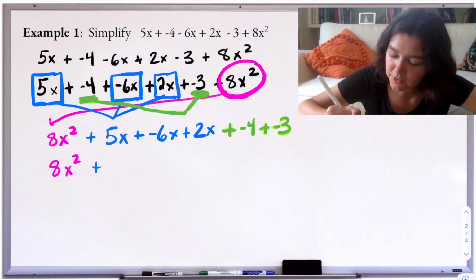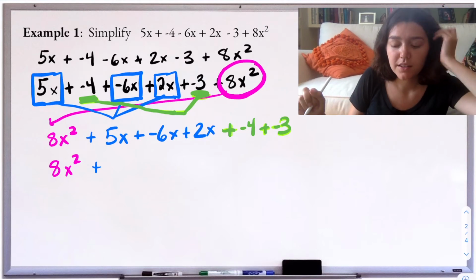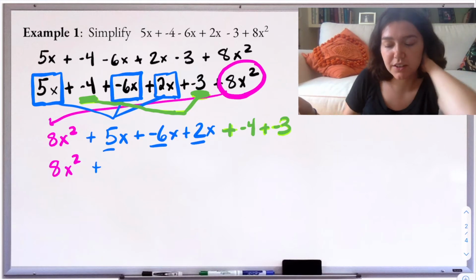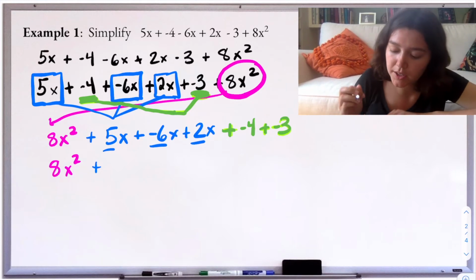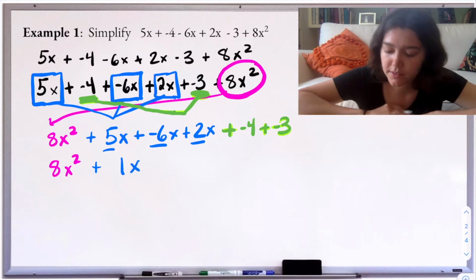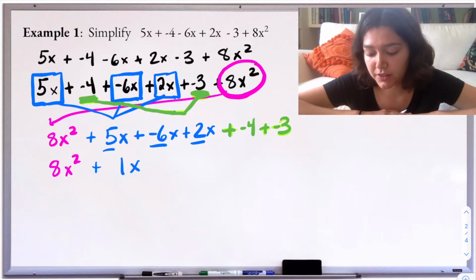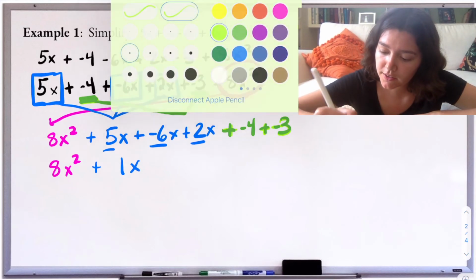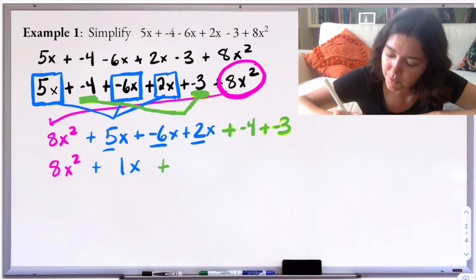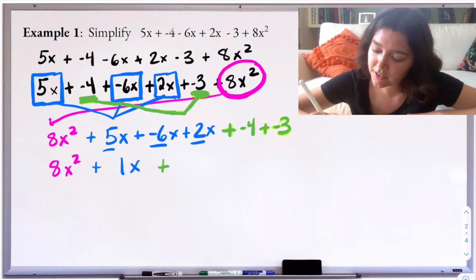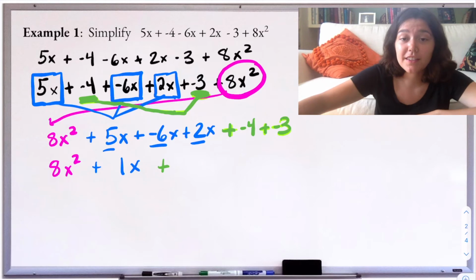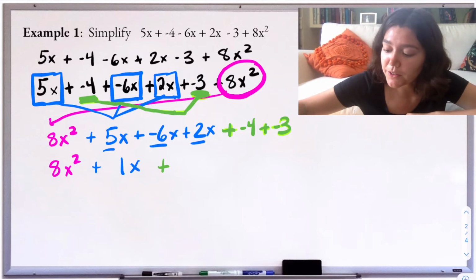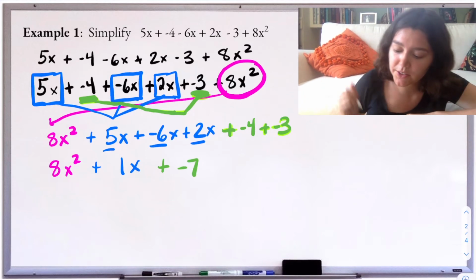Now for 5x plus negative 6x plus 2x, I just need to focus on these coefficients. I need to do 5 plus negative 6 plus 2, positive 1. So I get 1x. I added the coefficients, 5 plus negative 6 plus 2, then I kept my variable x. And then finally, I'm going to add the constant terms together. Negative 4 plus negative 3, I have the same sign, they're both negative, so I add the absolute values and keep the sign. 4 plus 3 is 7, so I get negative 7.